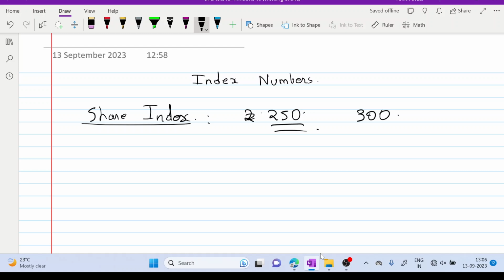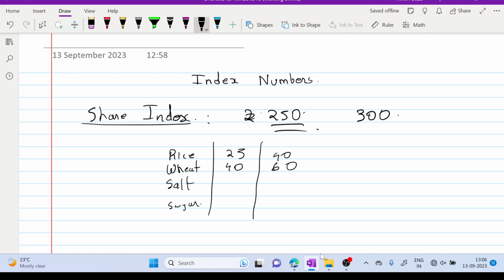So you can have something like rice, right? For example, like rice, खाने की चीज में rice, wheat, salt, sugar, for an example. So this rice, suppose it was costing last year 25 rupees. This year it's costing suppose 40. Wheat was costing 40, now it's costing 60. Salt was costing 10, now it's come to 15. And sugar, it has been say 200, it has changed to 250, something like that.